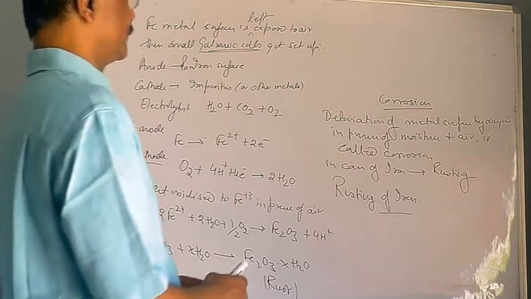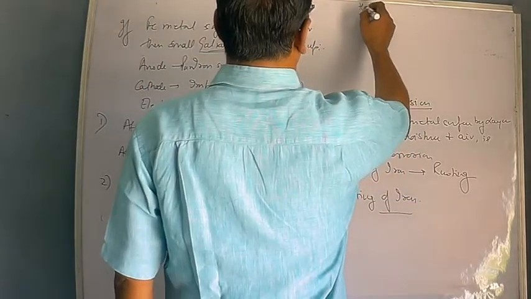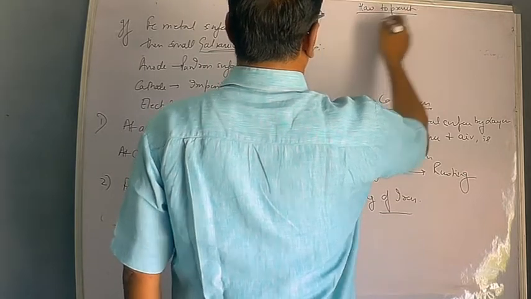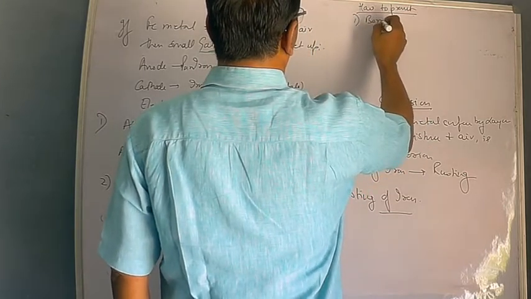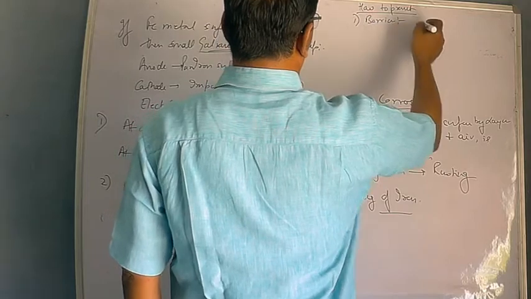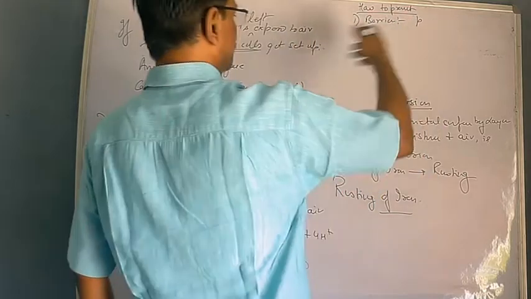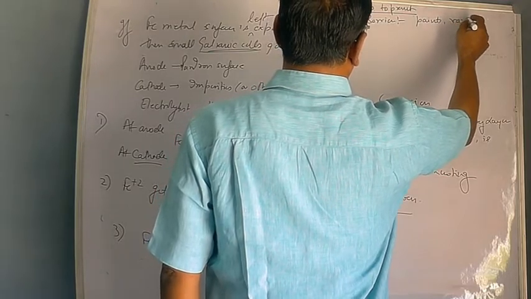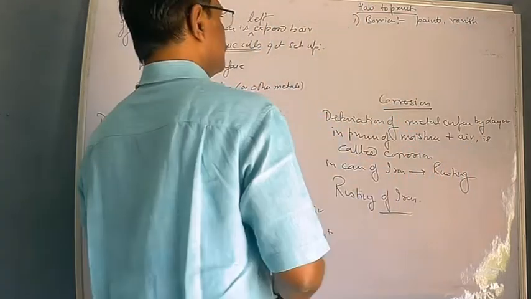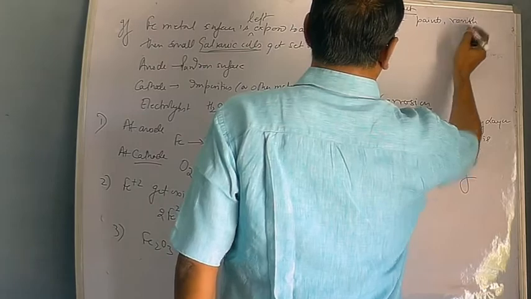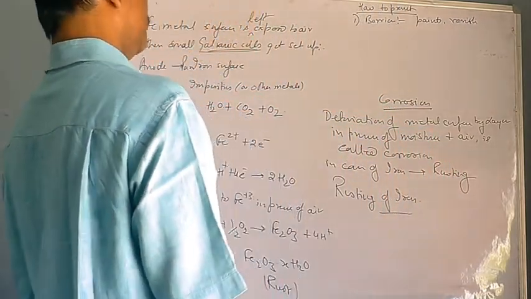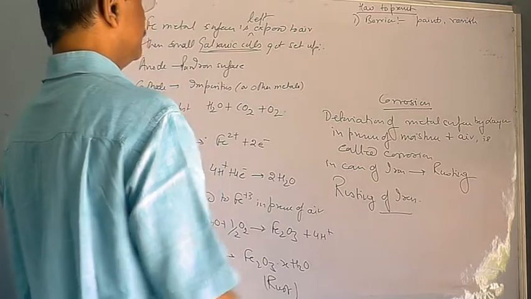So how to prevent rusting of iron? Number one, by barrier. What are barriers? If we paint the surface with paints, varnish, they act as a hindrance, and hence they stop corrosion or rusting of iron.